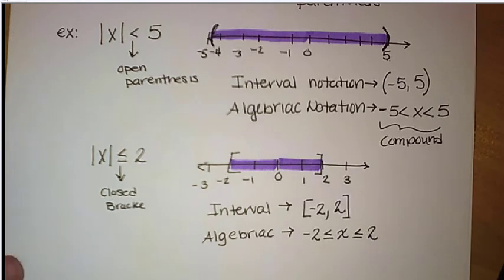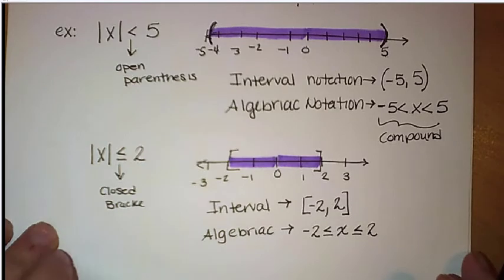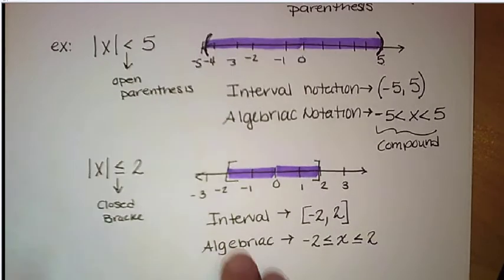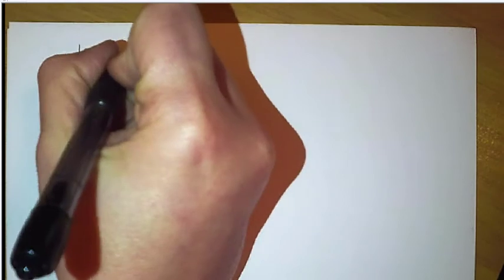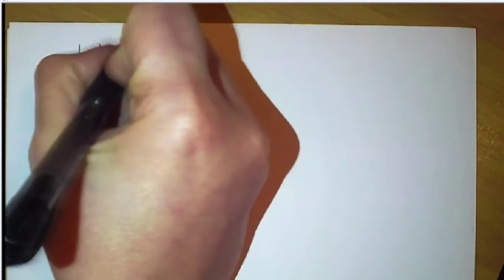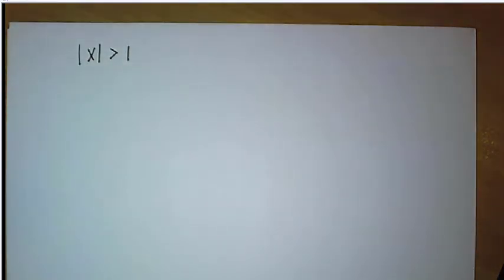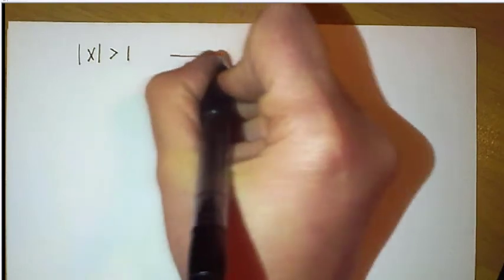Now, let's see what happens when we look the other direction. So instead of doing a less than, let's do a greater than. Again, we're just looking at our examples here. So we have the absolute value of x is greater than 1. Okay, and again, I'm going to do this by looking at my number line.